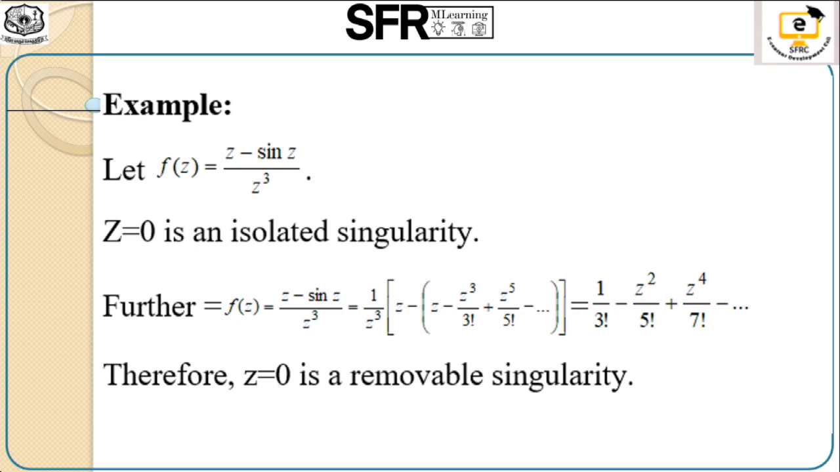Let me check whether it belongs to removable singularity or not. For that I am expressing the term (z minus sin z) by z cube. I keep the term 1 by z cube and write the sine series expansion, and after simplification I will get terms like 1 by 3 factorial minus z square by 5 factorial plus z power 4 by 7 factorial. Here also there are no terms containing z in the denominator. So here this singularity z equal to 0 is a removable singularity, that is, the principal part has no z terms.